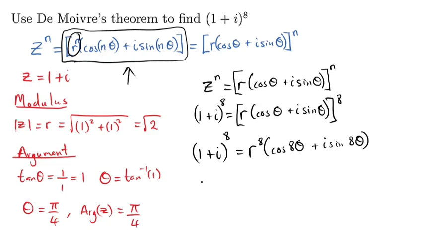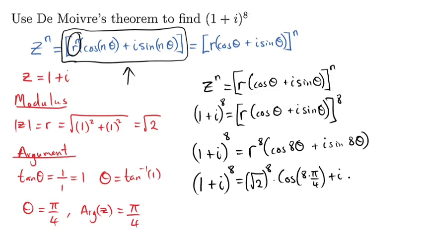Now we have theta and we have r, so let's substitute. (1 + i)^8 is equal to r, which is the modulus, the square root of 2, raised to the power 8. Then I have cos. So in the bracket here, I'll have 8 times π/4, plus i. This is supposed to be in a bracket like this. Sine, again, 8 times π/4. Like that.